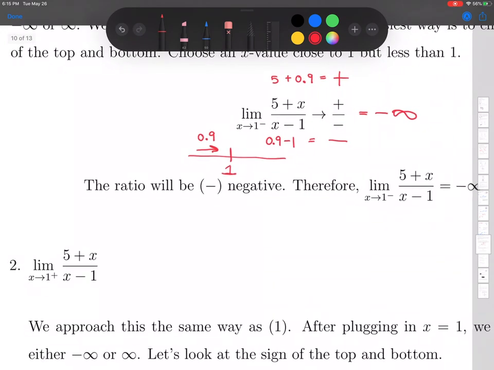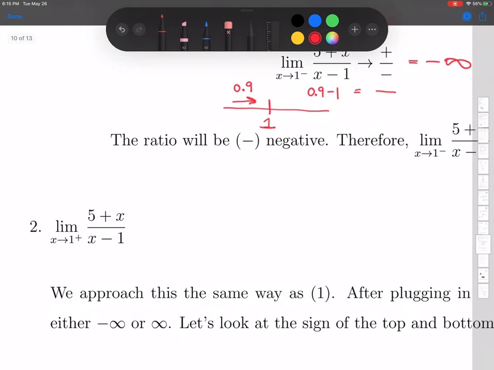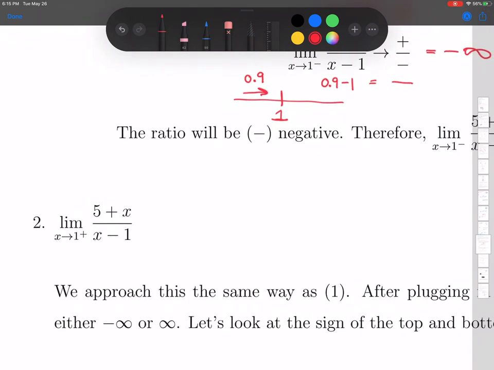Let's say we wanted to do the same thing for this here. We wanted to figure out, okay, I know that when I plug in 1, I'm going to get 6 divided by 0. So the outcome here is either positive infinity or negative infinity. I have to figure out which one it is. We have just done this for the left-hand side. Now we want to do it for the right-hand side.